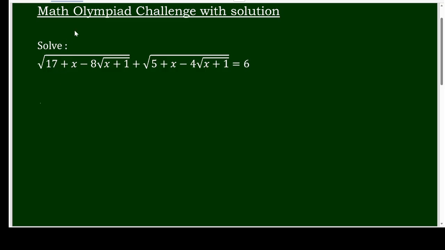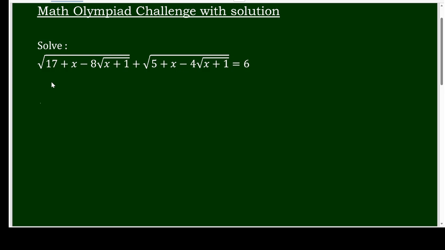So today a simple Maths Olympiad challenge. Solve: square root of (17 plus x minus 8 times square root of x plus 1) plus square root of (5 plus x minus 4 times square root of x plus 1) equals 6.